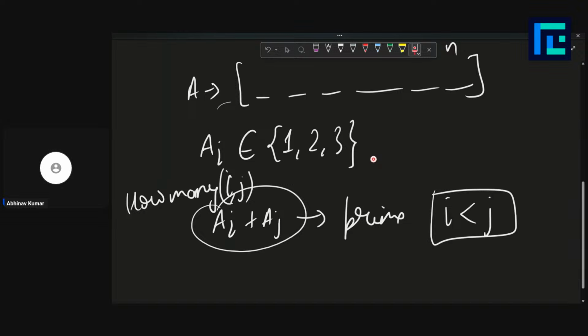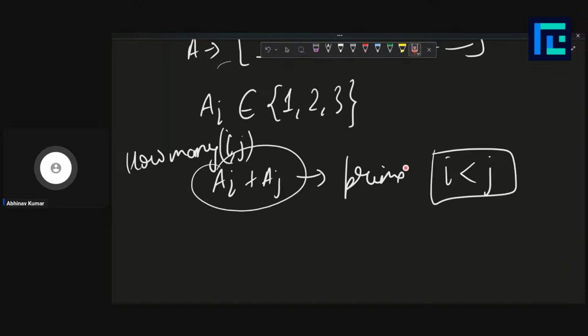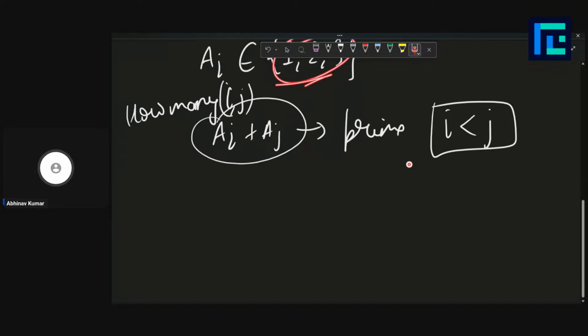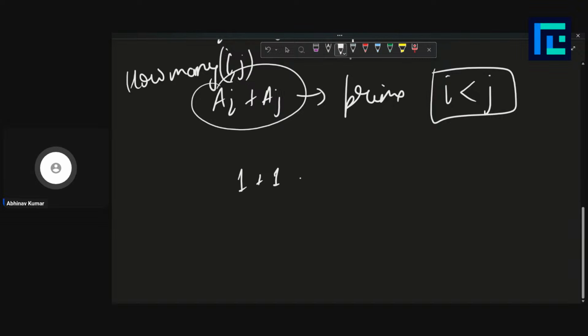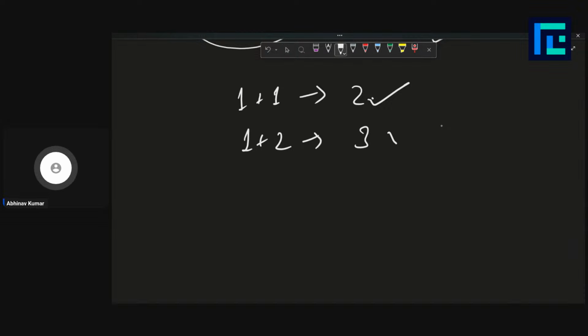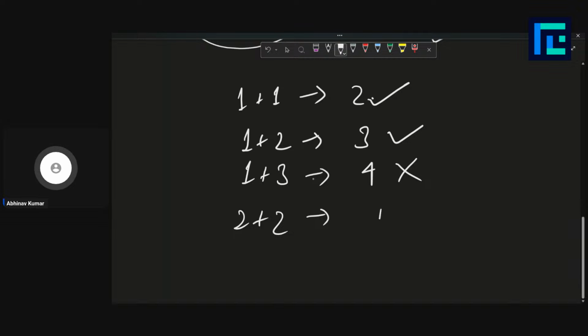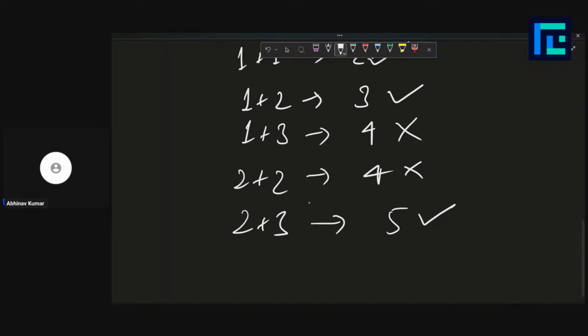Okay, so you have to find the number of pairs. So when would the sum of A_i and A_j be a prime? For the values of the array we have only three options, 1, 2 or 3. If we get 1 plus 1 we get 2, this would be a prime number. Or we may have 1 plus 2 where we would get 3, this would also be a prime number. Or we may have 1 plus 3 where we would get 4, 4 is not a prime number. Another possibility is 2 plus 2 where we would get 4, again it is not prime. Or we can have 2 plus 3 where we would get 5 which is prime. Or we could have 3 plus 3 where we would get 6 which is not prime.